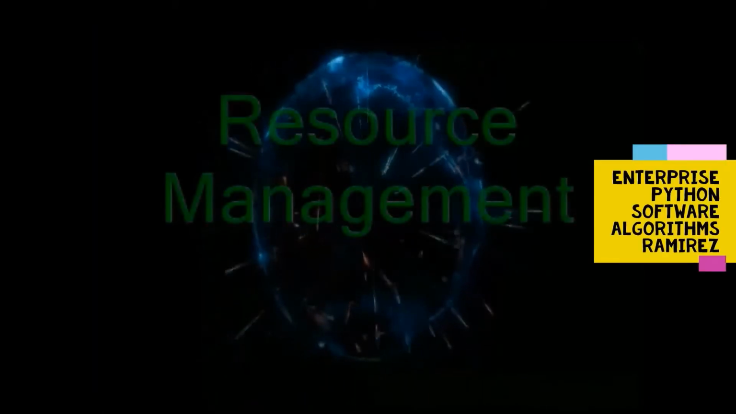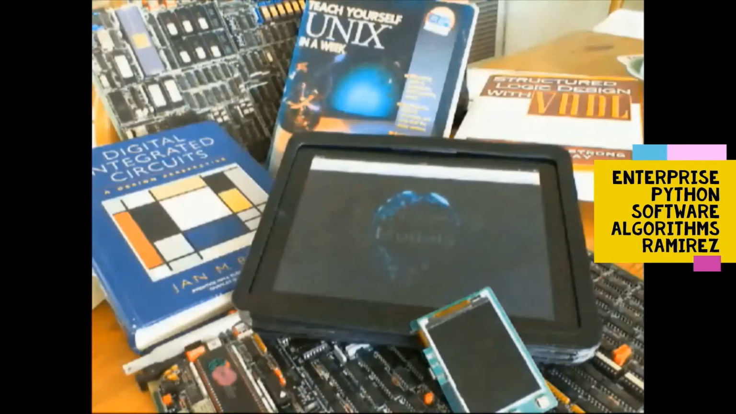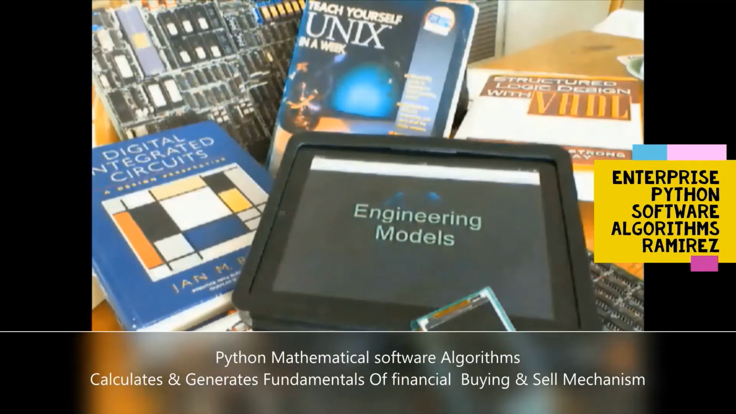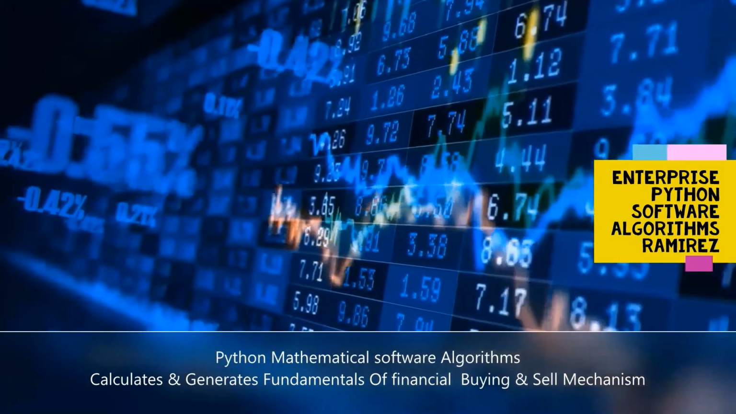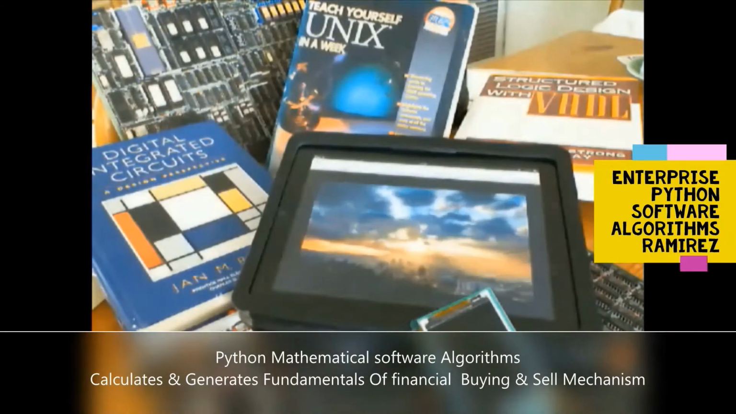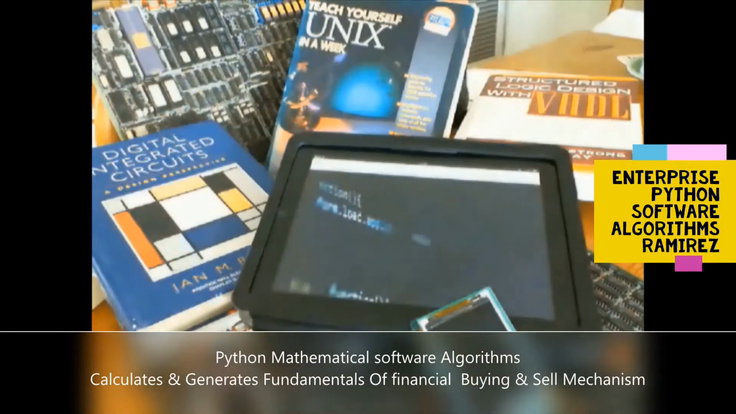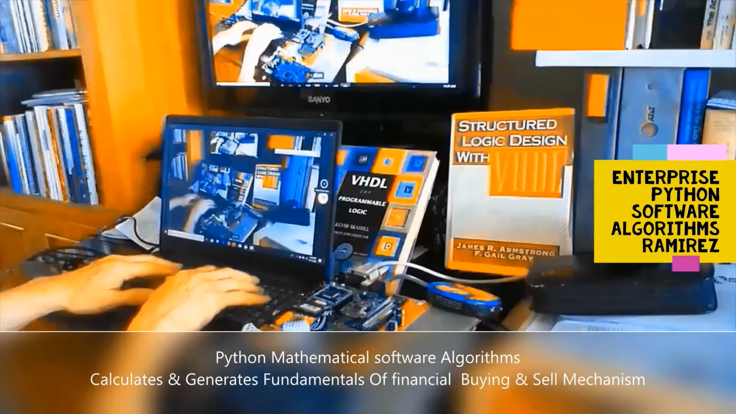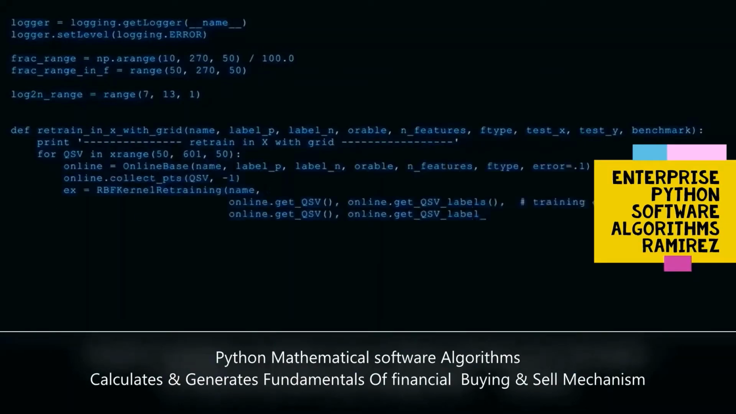The objective is to develop a Python software algorithm to calculate and generate financial stock buying and selling mechanisms. The fundamentals of importing financial stock data into Python using the Pandas framework and applying deep learning and machine learning artificial intelligence design methodology.